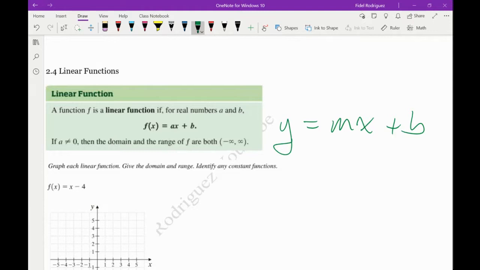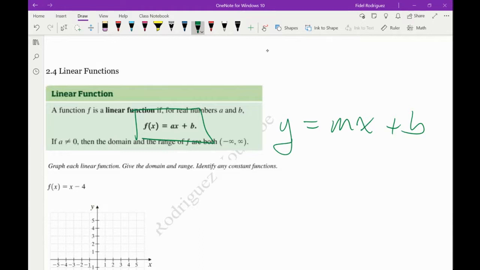Okay, just to let you know, y equals mx plus b is the same thing as f of x equals ax plus b. The letters are different. I know instead of an f, we got a y, and instead of an m, we got an a, but the basic equation is in essence the same, okay?